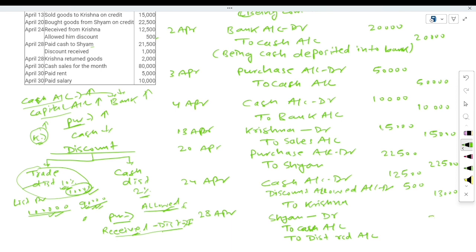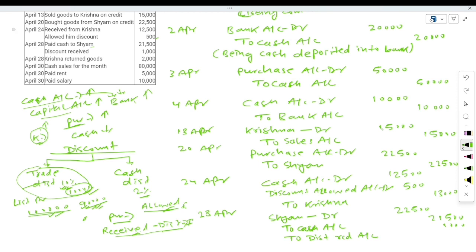How much are you paying to him? You are paying to him 21,500. How much discount are you receiving? 1,000. Then what would be the total debit amount? 22,500. Here debit and credit both the balances should always be equal. If debit and credit balances are not equal, it means something is going wrong in making your entry. Now come to the next transaction.